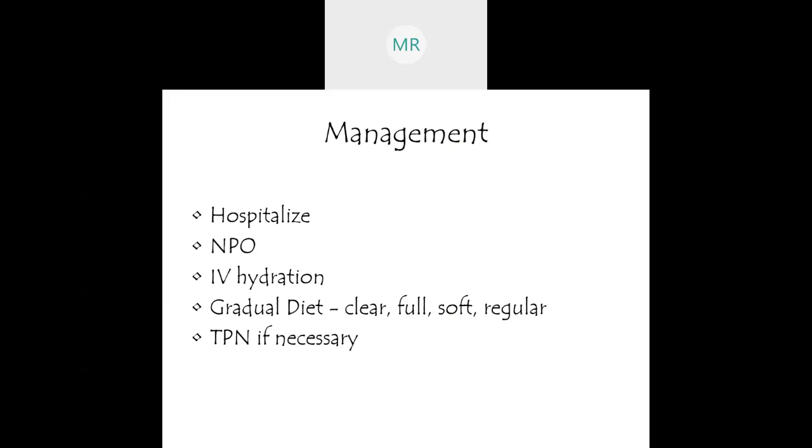They're going to get IV hydration, and then they're going to go on a gradual diet, which will be clear, full, soft, and then obviously regular, and TPN if necessary. And usually we will give them vitamin B6, B as in boy, B6, Unisom, which is a nighttime sleeping aid and prevention of motion sickness. They'll get some Reglan. They'll get some Phenergan.